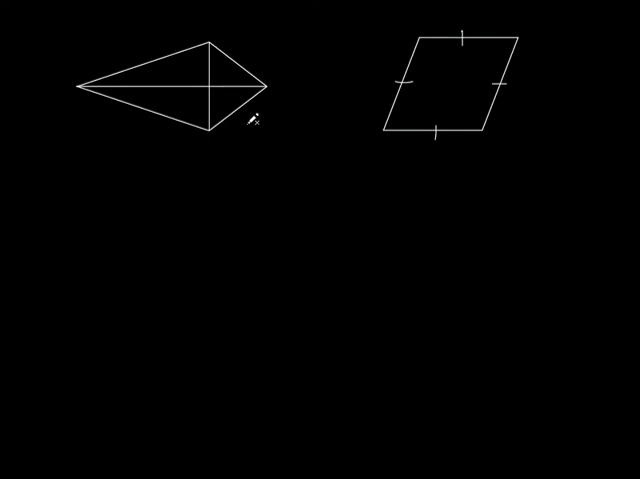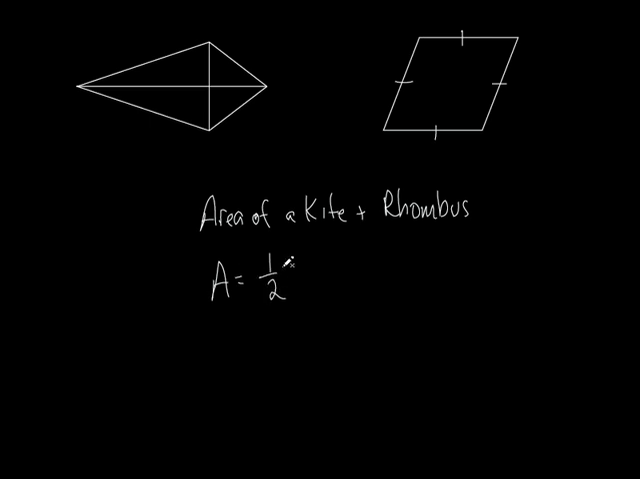Okay, so we have an area. And the nice thing about both of these figures right here is that the area of both of them is exactly the same formula. So that's kind of nice, isn't it? The area of a kite and a rhombus have the same exact formula, which is kind of cool. So here it is. The area is equal to 1/2. All right, there's our half again. Now watch, this is a little different than what we've done before.